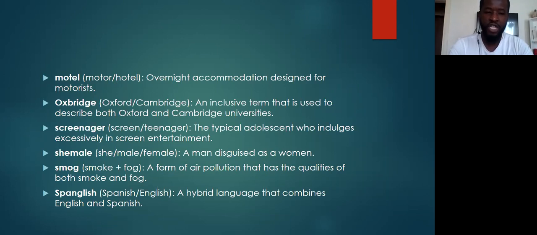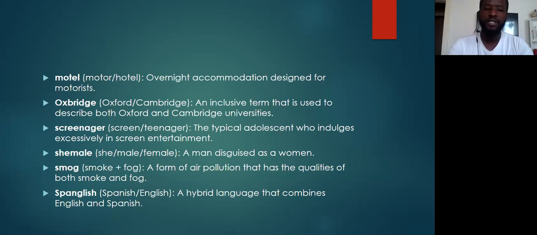And we have she-male, which is she, male or female. It means a man disguised as a woman. For example, we know that a skirt belongs to women. But if a man wears a skirt, we can say he is a she-male, okay?